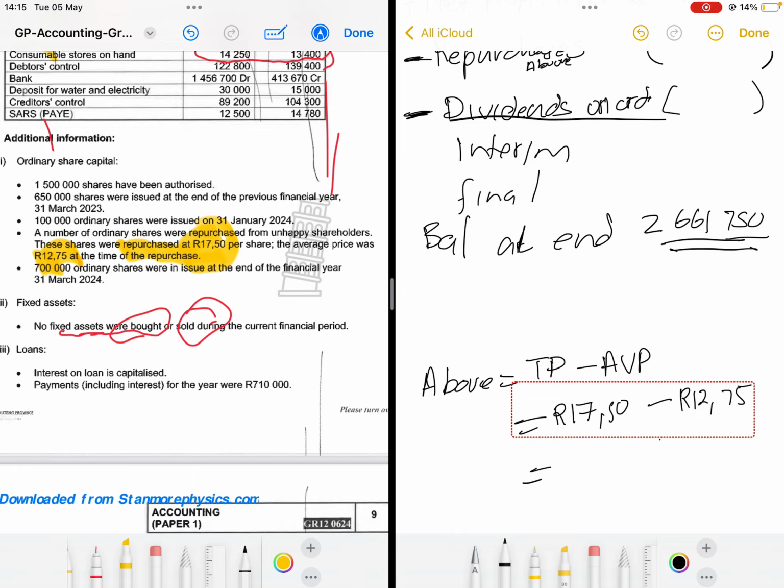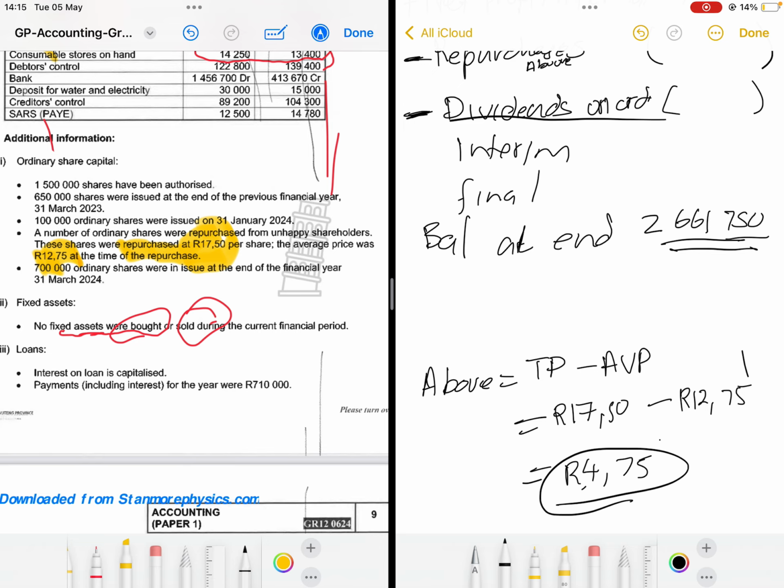The price above average, it will be what? 17.50 minus 12.75. Then you get 4.75 rand. So this is the price above. Then you multiply with the shares repurchased. So how many shares were repurchased?